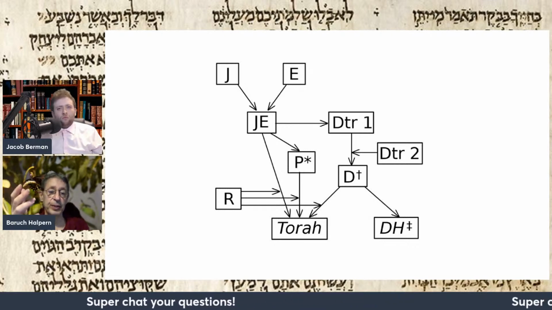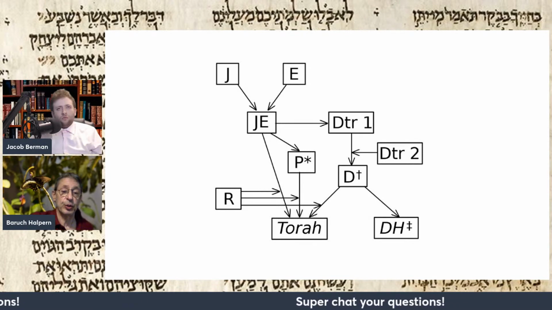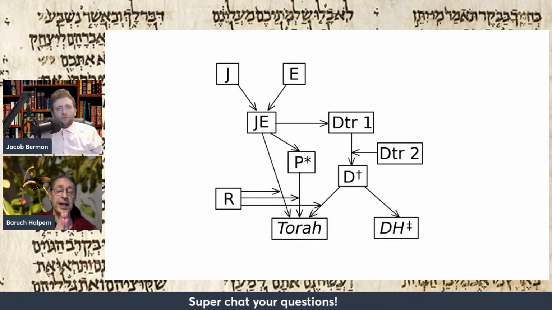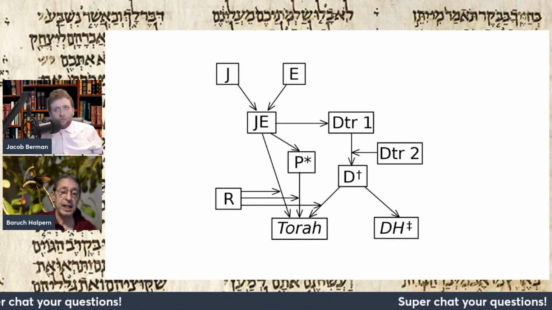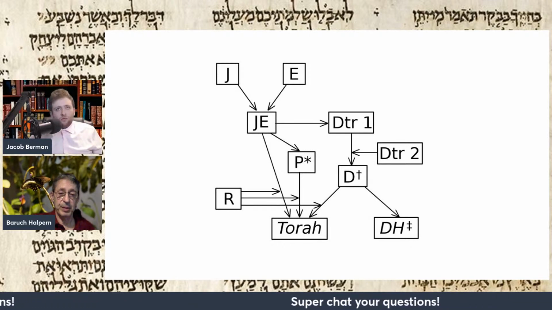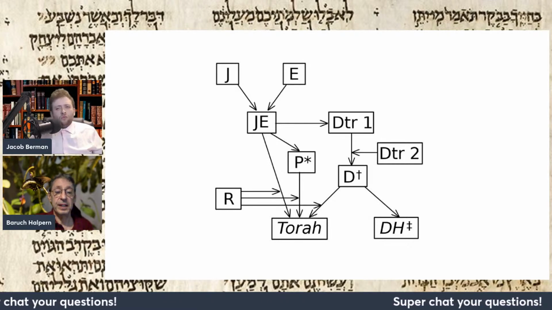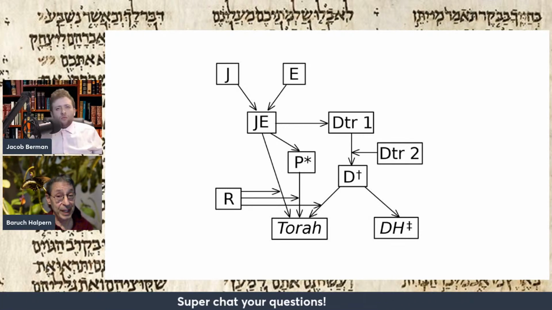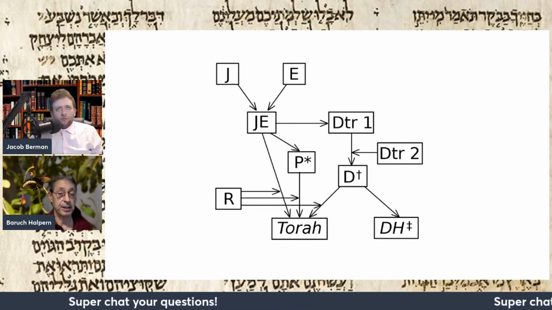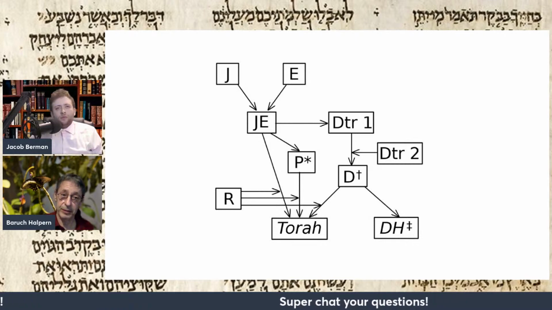So the first redactor, in fact, is the redactor of JE, the first R, the first editor who combines sources, is the guy who put together J and E. The second editor in this scheme is the guy who put together JE with P. So you had a JEP. And in this scheme, the third editor is the guy who put Deuteronomy together with JEP and created the Torah out of that.